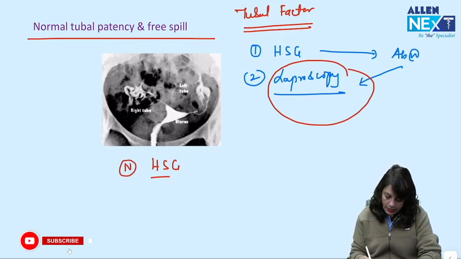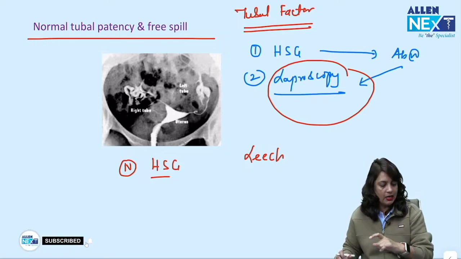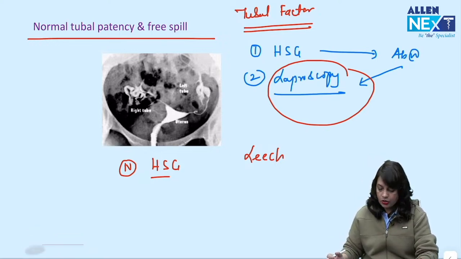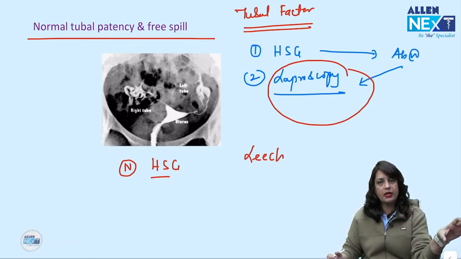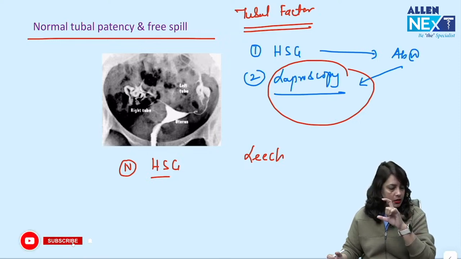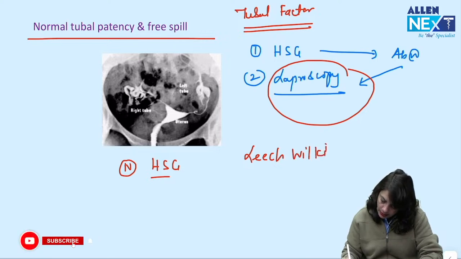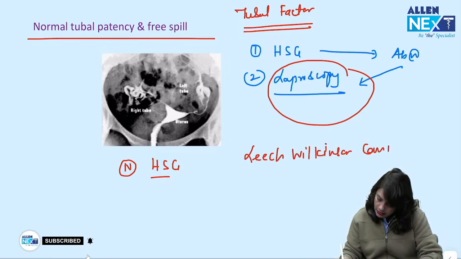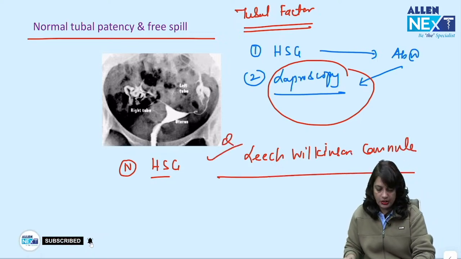So this is normal HSG, and which is the type of cannula being used. I have taken some of the instruments used in gynae as well in some of the slides to make you prepare. So your complete preparation will go on in this, in which I am discussing important topics, important points where questions are expected to be asked, images and some of the selected important questions. Okay, so Leech-Wilkinson cannula is being used to put in a dye into the uterus during HSG.